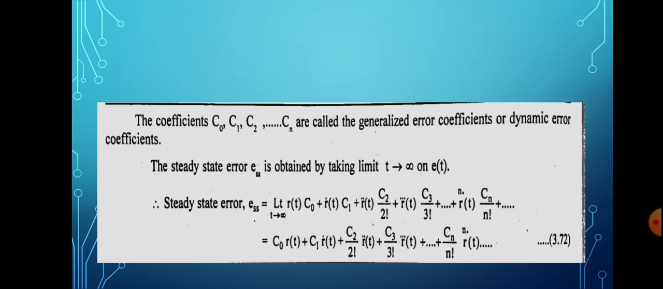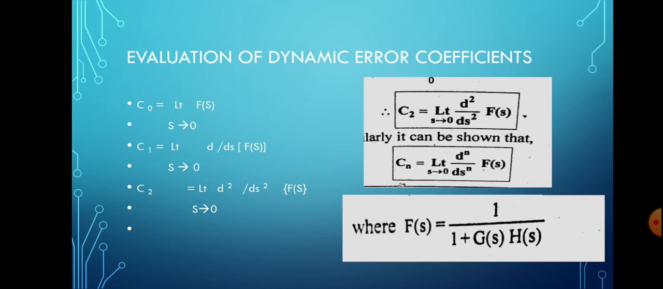So, we want to find the equation for generalized error coefficients. The generalized error coefficients are obtained using limit s tends to 0 of f of s, where f of s equals 1 divided by 1 plus g of s into h of s. For doing problems, you will be given the open loop gain g of s and also the feedback gain h of s. If both these quantities are given, then f of s can be easily found as 1 divided by 1 plus g of s into h of s.